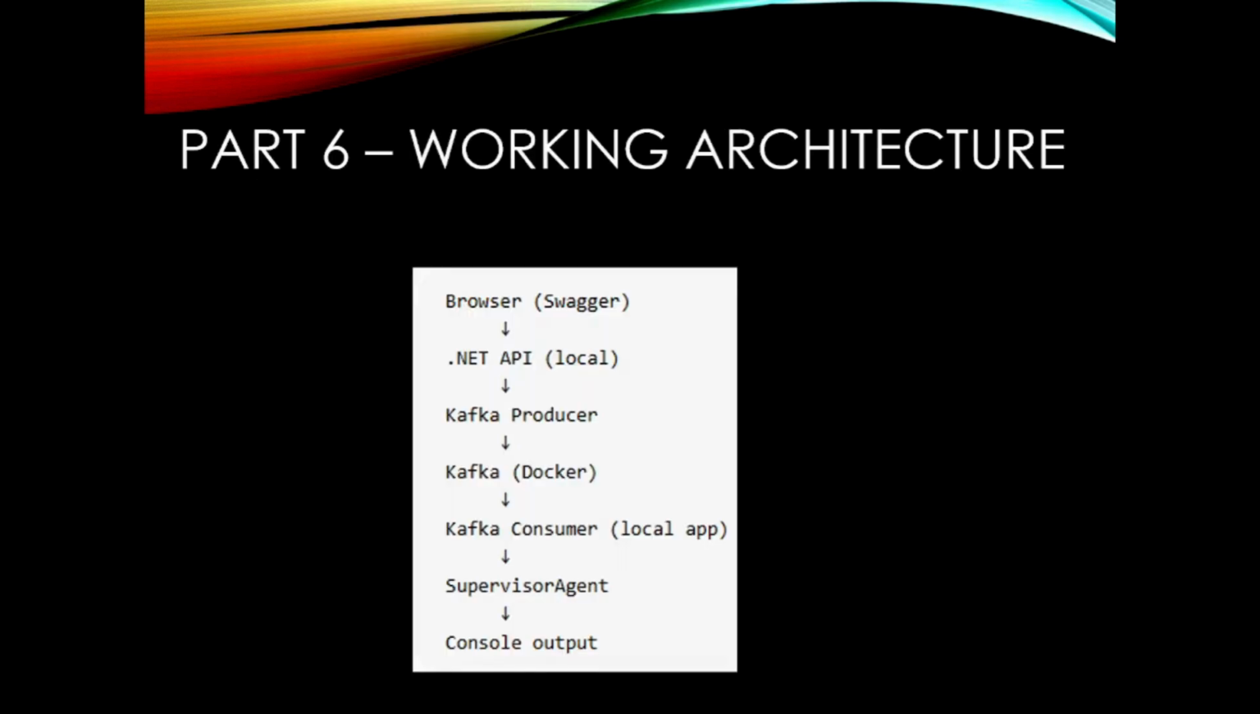So the browser will run, and then the local API will start. The Kafka producer will drop the message, and I will show you how that message comes into this Kafka topic using Docker. Then the Kafka consumer will run, pick up the data, and the remaining flow is supervisor to router to a selection of agents, followed by the tools, and then get the data from Ollama.